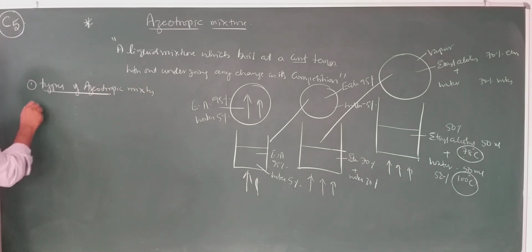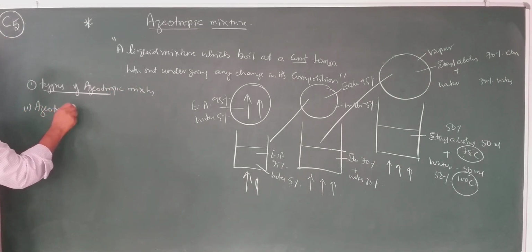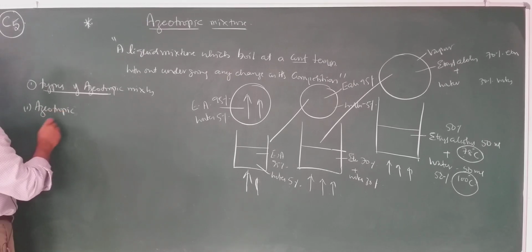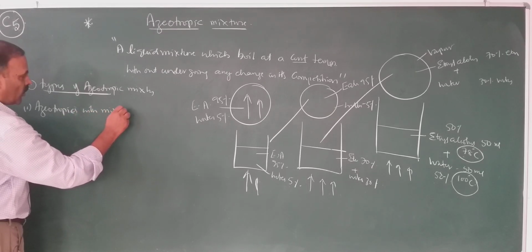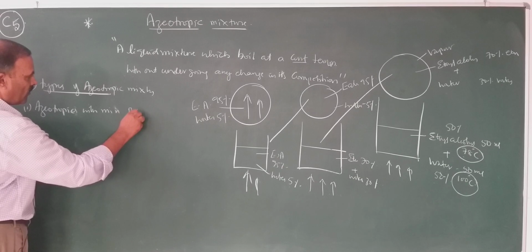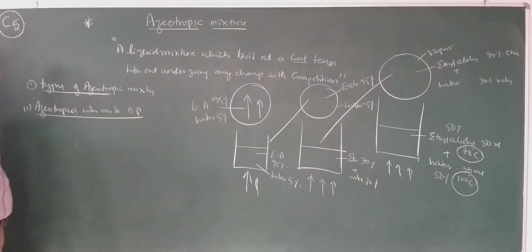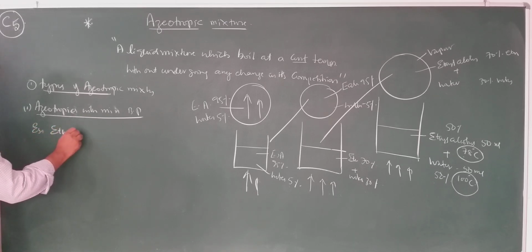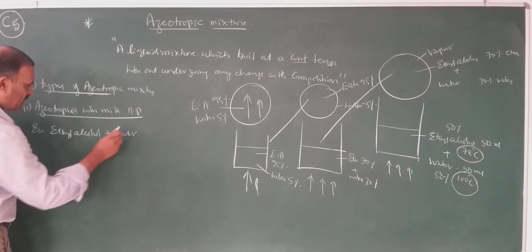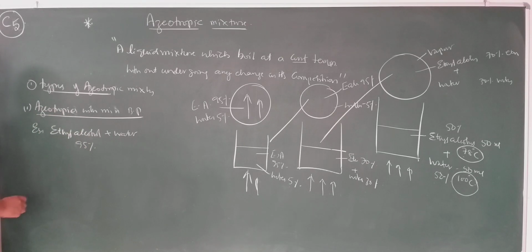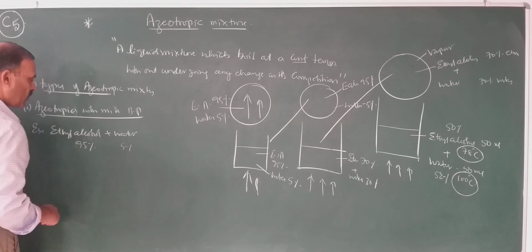Azeotropic mixtures are also called azeotropes. The first is azeotropes with minimum boiling point, and number two, azeotropes with maximum boiling point. For example, ethyl alcohol plus water. What is the percentage of ethyl alcohol? 95% ethyl alcohol and 5% water.